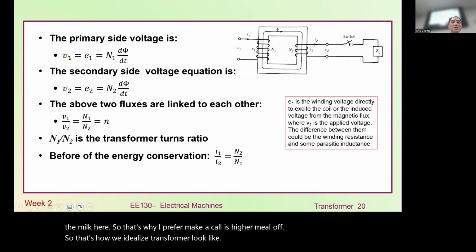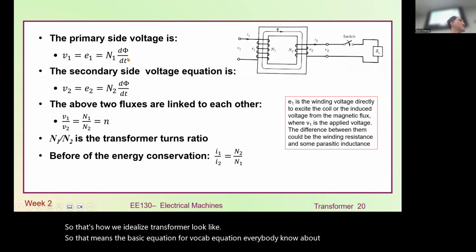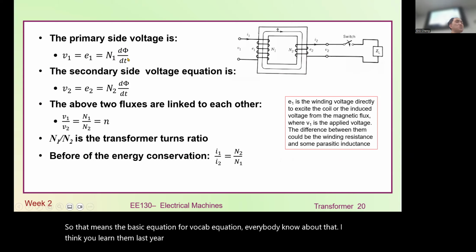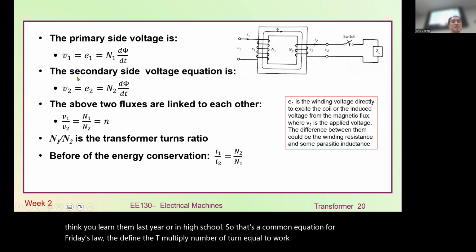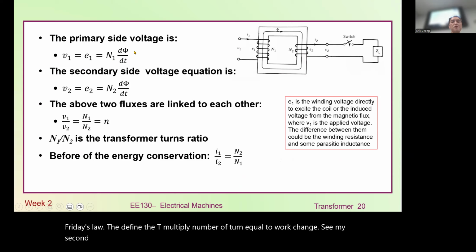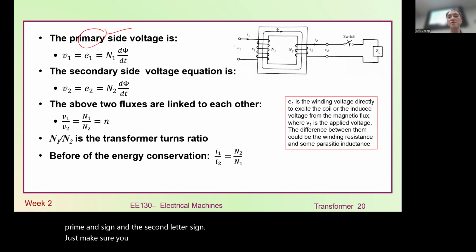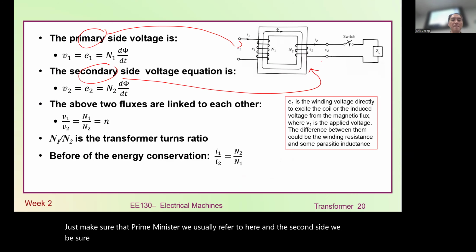The basic voltage equation, everybody knows about that. I think you learned it last year or in high school. That's the common equation for Faraday's law: dφ/dt multiplied by the number of turns equals voltage. For primary and secondary the flux is the same, passing through both the primary side and the secondary side. Just make sure you know the primary side is what we usually refer to here, and the secondary side is the other side, right?